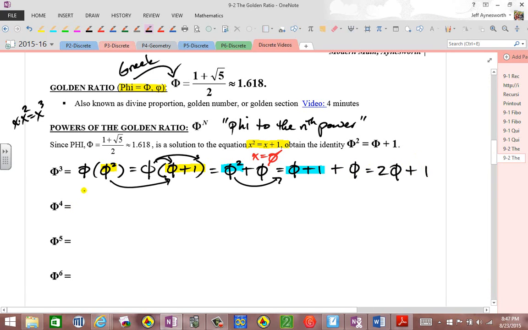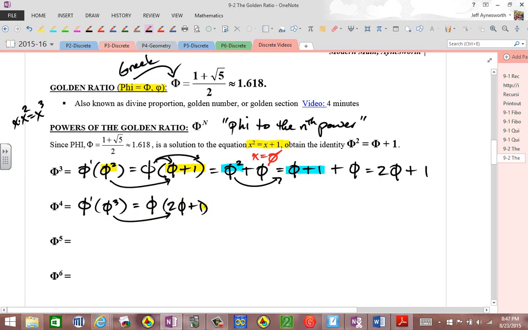So phi to the fourth is nothing more than phi times phi cubed. When you multiply variables, you add your exponents. 1 plus 2 is 3, 1 plus 3 is 4, and so on. So what do I know? Well, I already developed phi cubed, so I'm going to take my previous result, 2 times phi plus 1, and substitute it in. So I have phi here, and I know that phi cubed is 2 phi plus 1. So 2 phi plus 1.